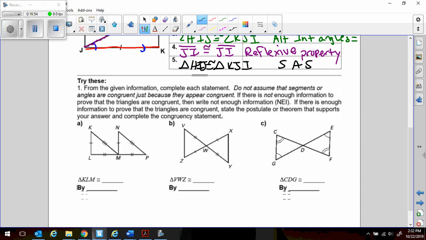I want you to try these out. Highlight what is congruent. Write your congruency statement: triangle KLM is congruent to triangle NMP. Why? These are all going to be by side, side, side, or side, angle, side. Tell me why these are congruent.